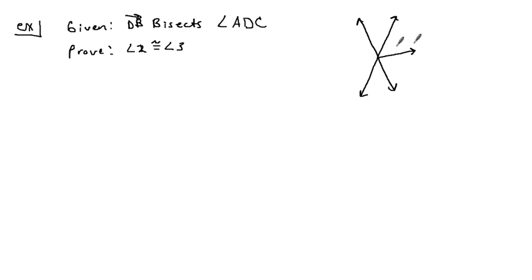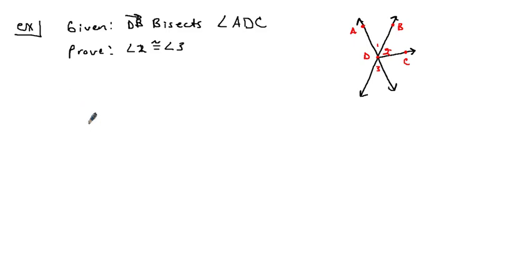All right, we're going to do some labeling. So this is going to be angle 1, angle 2, angle 3, and this is going to be point A, point B, point C, and right here where everything crosses is going to be point D. Okay, so take a minute and get that picture right.